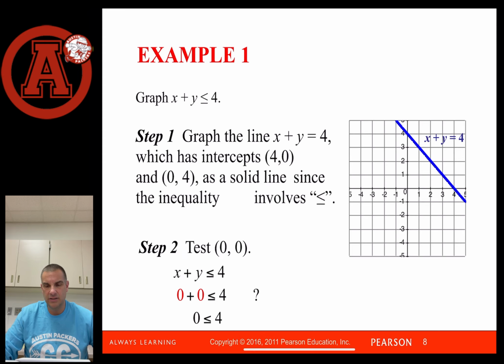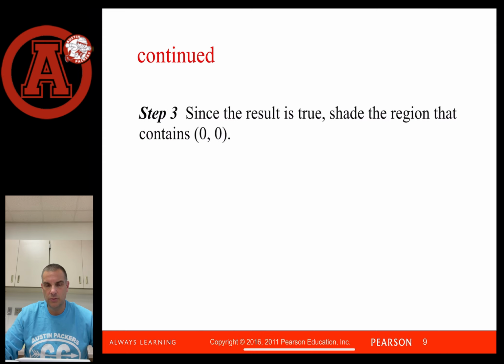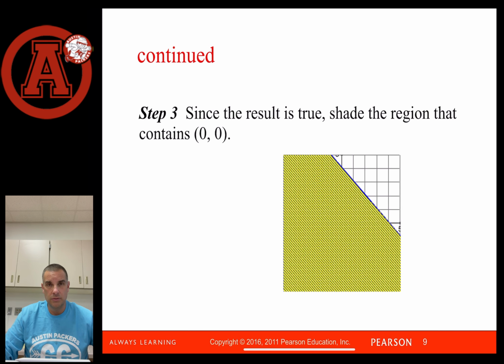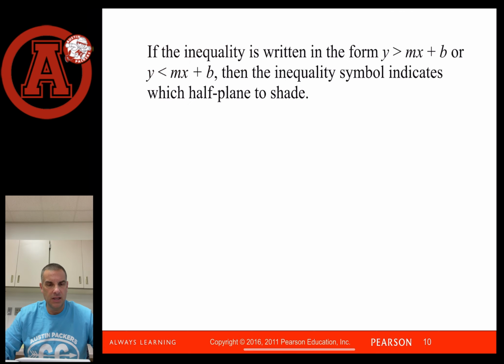They tested 0, 0. They found out that it was true. Since 0, 0 is true, you shaded in that region. So either way, it doesn't matter. You can find the intercepts, or you can do slope-intercept form, whichever way you are more comfortable with. Okay?